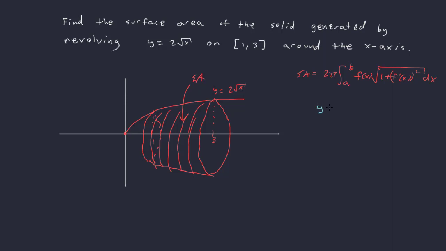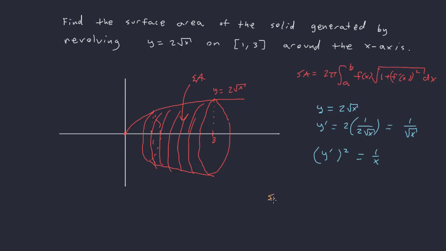So y is 2 square root of x. So we need to find the derivative of that. y prime is 2 times 1 over 2 square root x. The 2's will cancel, so we get 1 over square root x. All right. Then we square this thing. Thankfully, that actually does simplify a bit. That comes out to be 1 over x. And then we're going to put everything we have there in our integral.